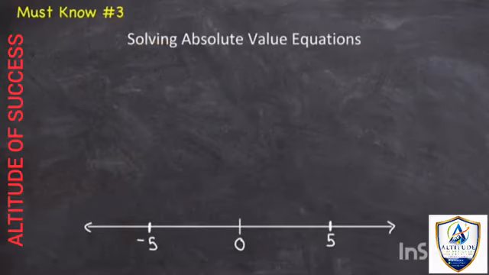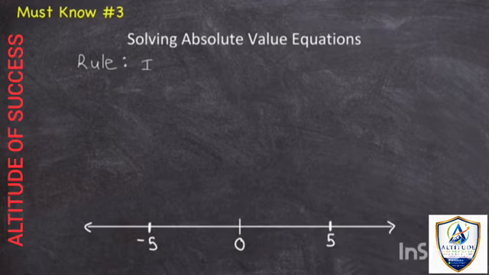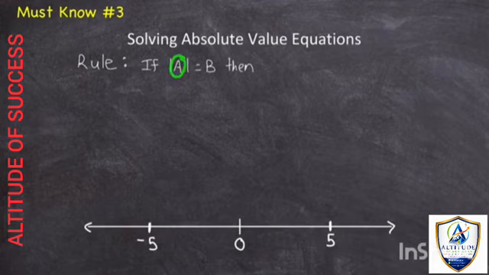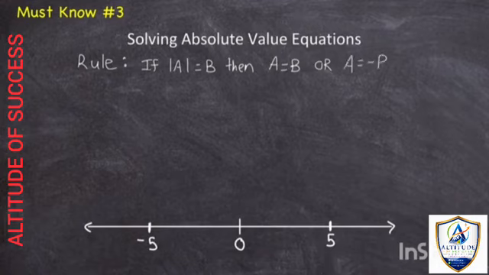Must know number 3, solving absolute value equations. The rule that you have to consider when solving an equation with an absolute value is that if you have the absolute value of A equal to B, then there are two possible values that we can sub in for A to make its absolute value be equal to B. Well, of course, the absolute value of B is B, so A could be equal to B. Or the absolute value of negative B is also B, so A could also be equal to negative B. If this A was either B or negative B, when we take the absolute value, we get B.